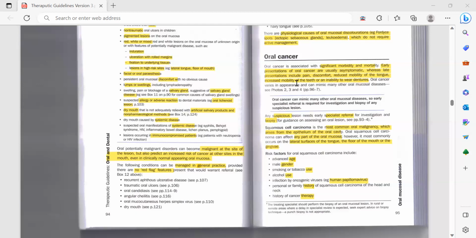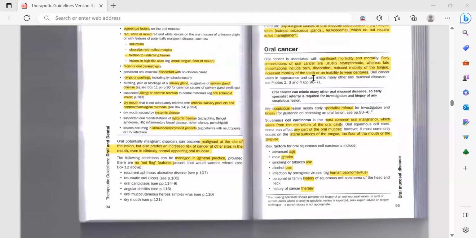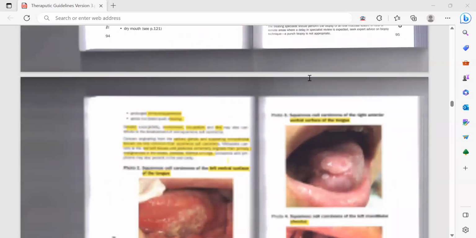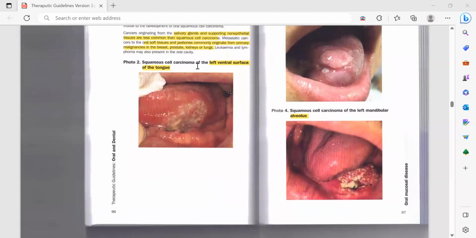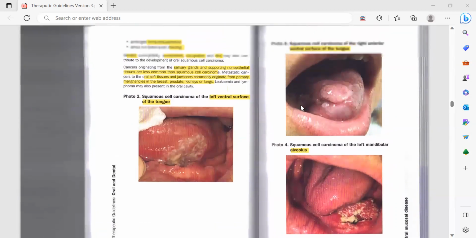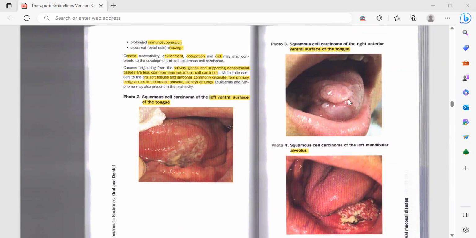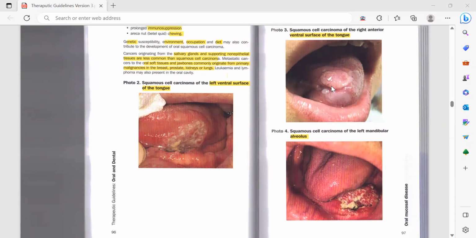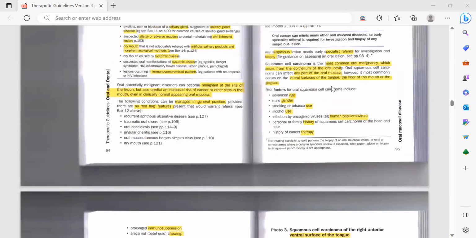Then, oral cancer varies in appearance and can mimic many other mucosal diseases. See photos 2, 3, and 4. This is present on the left ventral surface of the tongue. This is present on the right anterior ventral surface of the tongue. So you can see that in each and every picture the appearance is different, right? So it can vary.